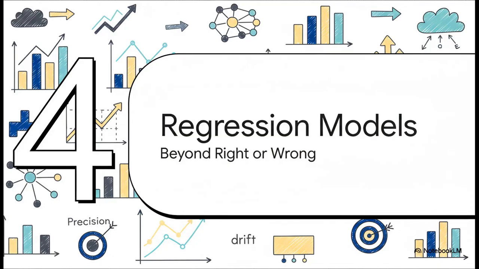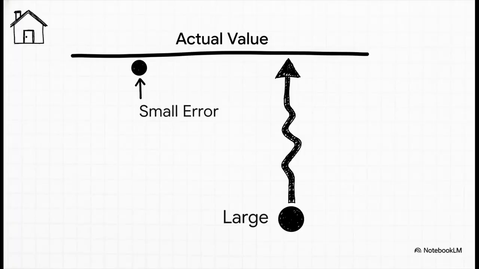But what about models that predict an actual number? Let's switch gears and talk about regression models. These are the ones that try to predict things like how much will this house sell for, or what will our sales be next quarter? And for these kinds of models, just saying it was wrong doesn't really cut it, right? We need to know how wrong it was.